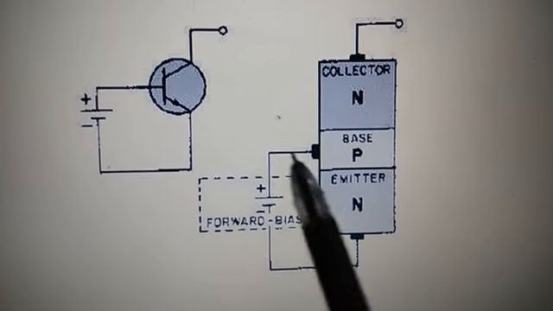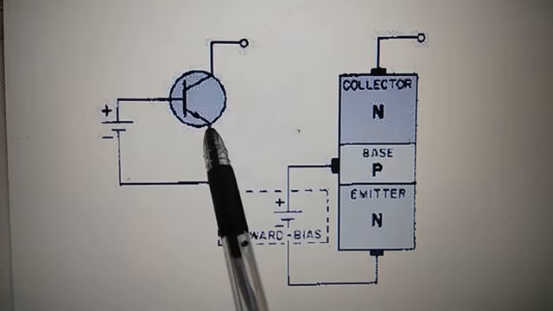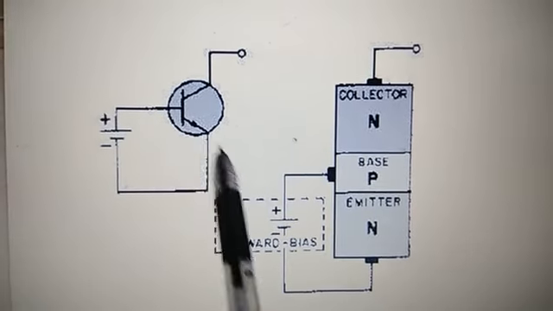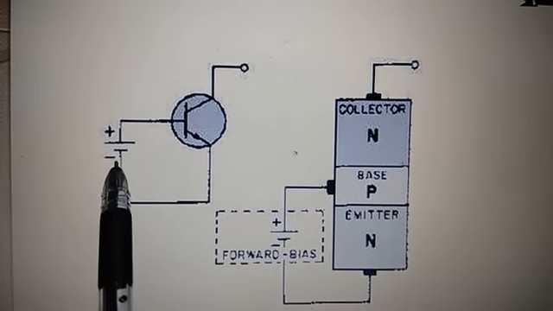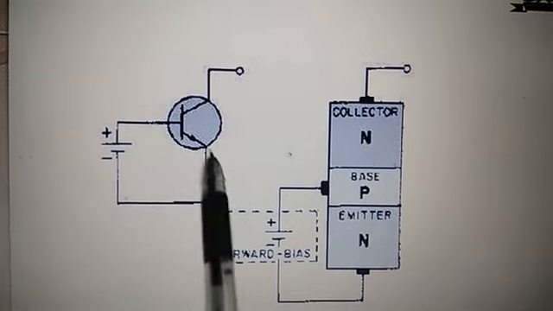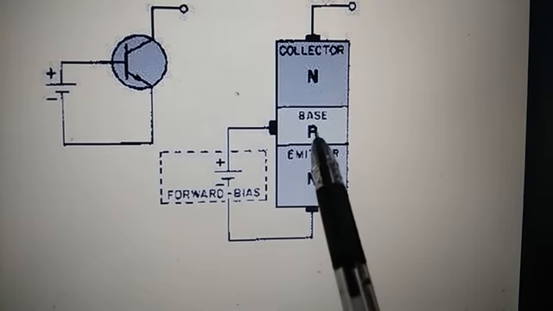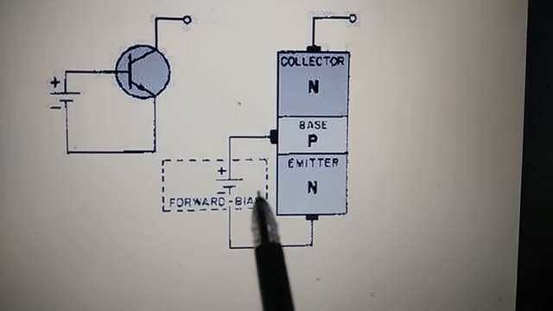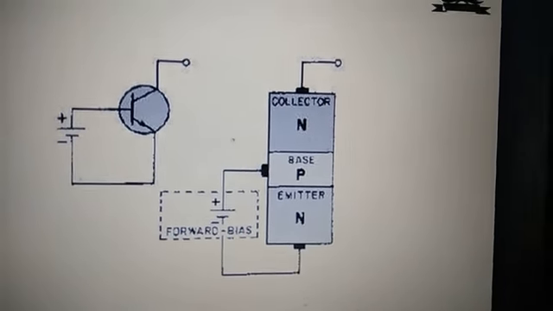And this is the diagram of the NPN transistor. Arrow is outside. This is collector, this is emitter, and this battery is connected between base and emitter. This is called forward bias. N is connected to the negative of the battery, and this P is connected to the positive of the battery. This is the base and this is emitter, where this battery is connected in such a way that this PN junction is forward bias. Base and emitter junction is forward bias.